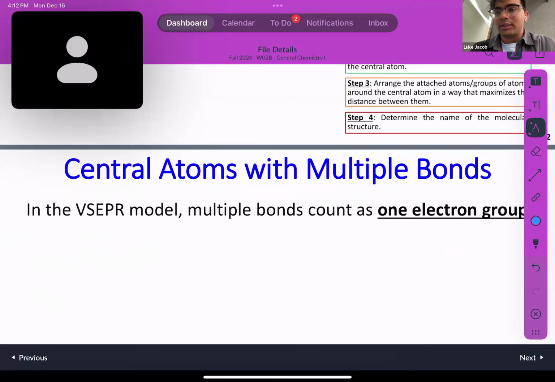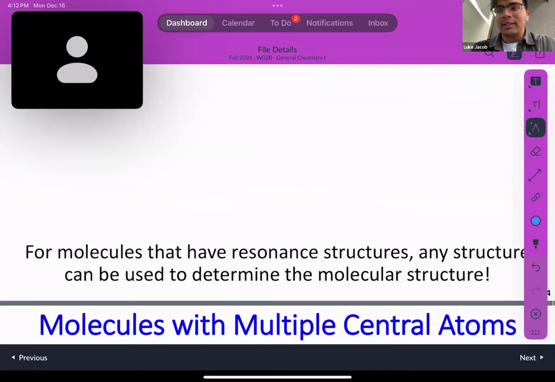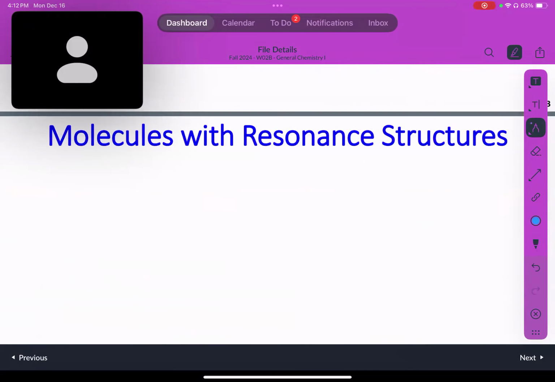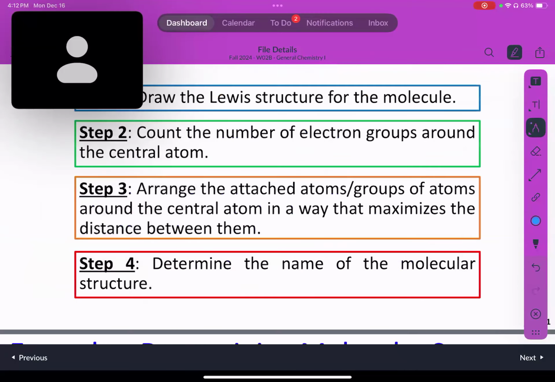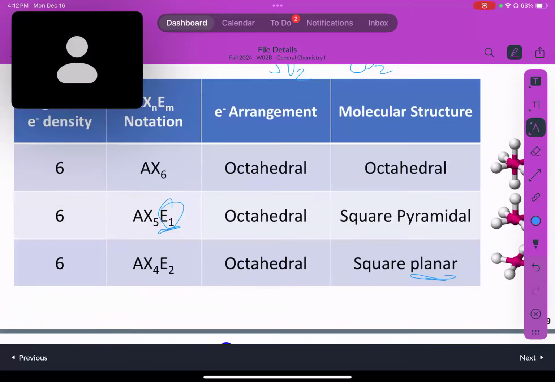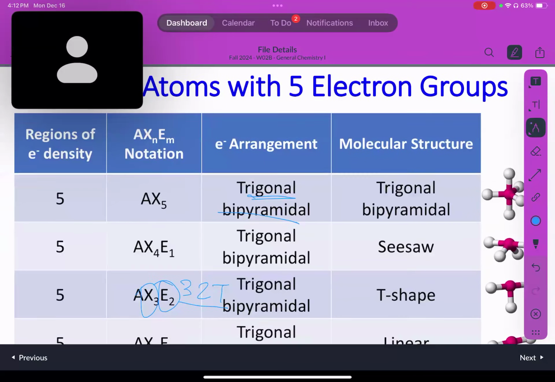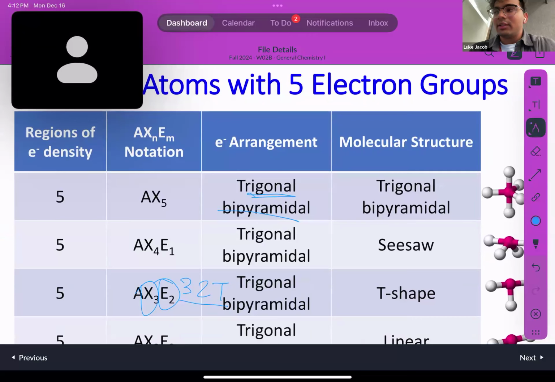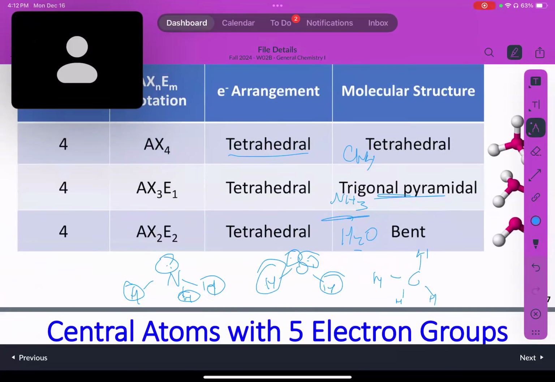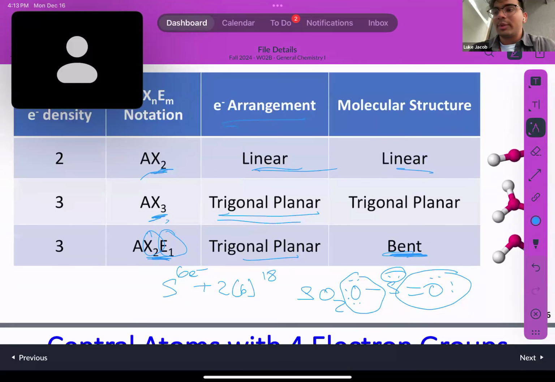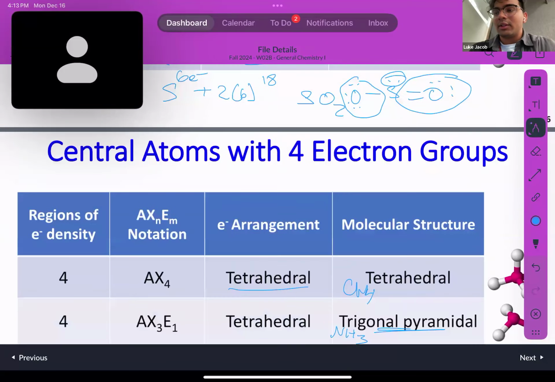That's important. Does anyone have any questions about any of this? Can you repeat what you said? You said linear and trigonal planar are non-polar? Yes, anytime it says planar, it's non-polar. So trigonal planar is non-polar.